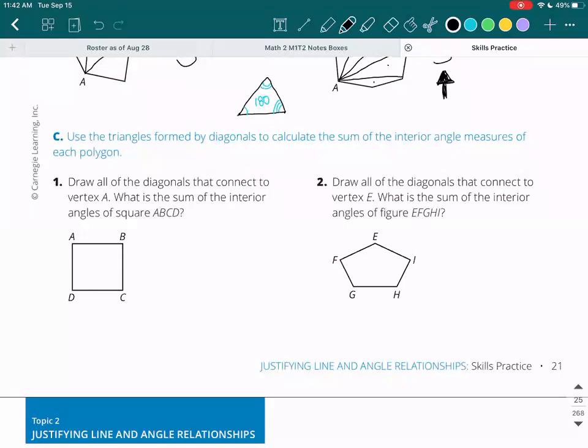Let's do a little bit of this one. So draw all the diagonals that connect to vertex A. What is the sum of the interior angles of square ABCD? So once again, you're starting at A, okay? And then you just draw your diagonals to make your triangles. Here's my diagonal. How many triangles did I make?